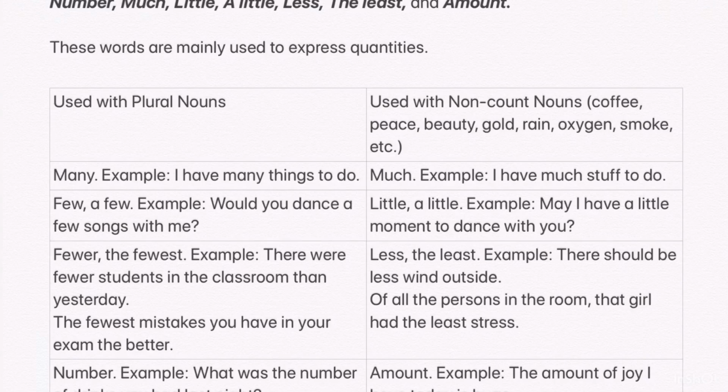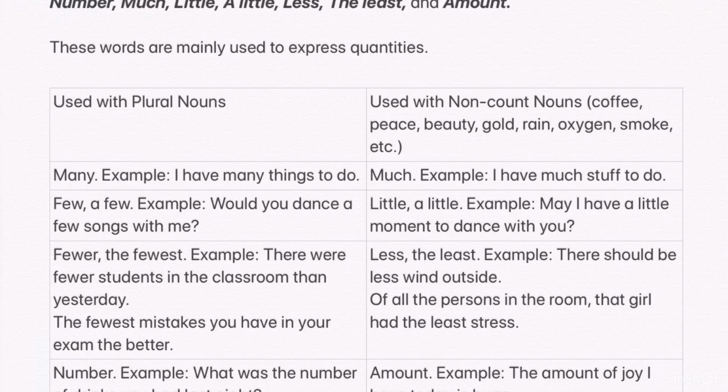The fewest mistakes you have in your exam, the better. Mistakes. Okay? Just like that. Now on the right column, we got, let's see, much. An example would be, I have much stuff to do. Tengo muchas cosas por hacer. ¿Cuántas cosas? Well, we don't know. How much? We don't know. But we cannot say, I have like 5 stuffs to do. No, that's wrong. So it is a non-count noun.